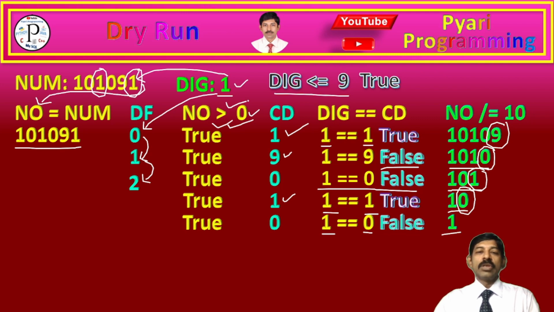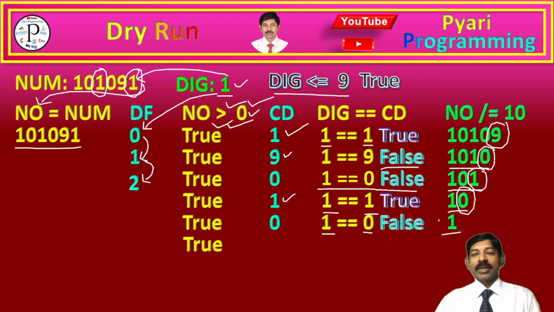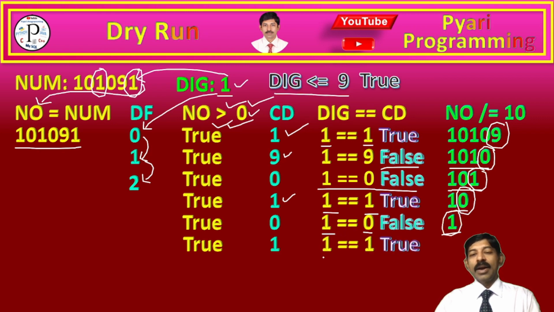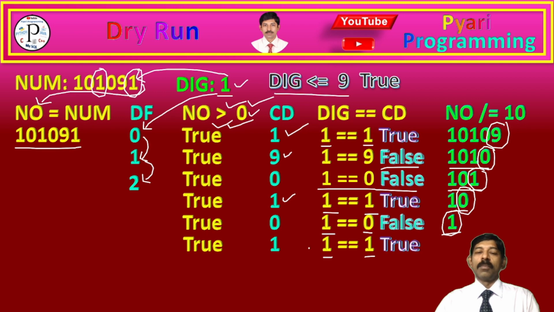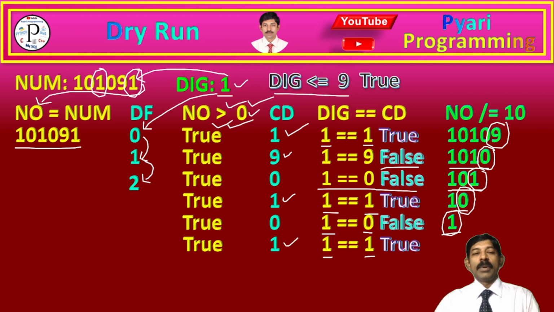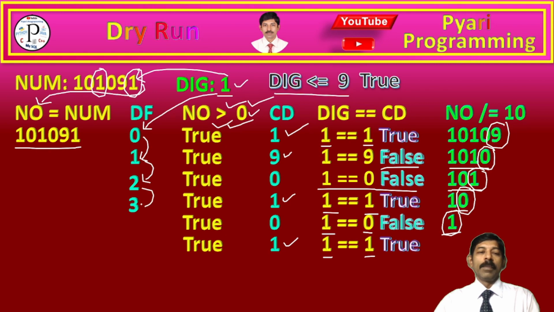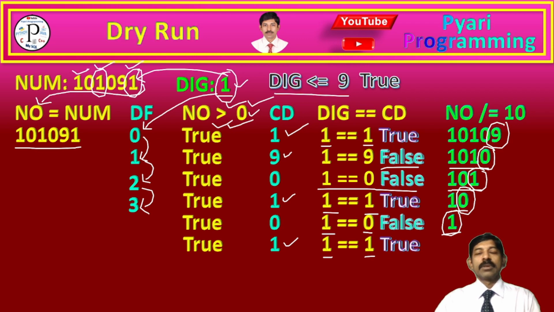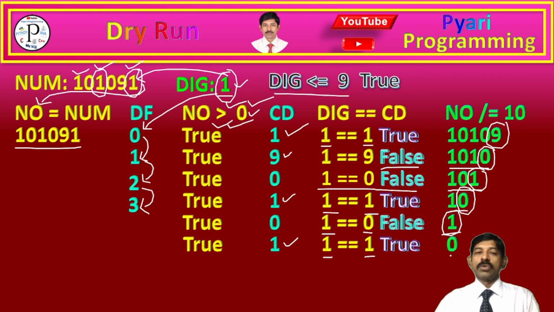1 is greater than 0. True. Extract the current digit which is 1. dig is 1 and current digit is 1. Both are equal. That means increase the digit frequency by 1. It becomes 3. That means this one is available 3 times. 1 time, 2 times and 3 times. Now after that reduce the number which is 0.